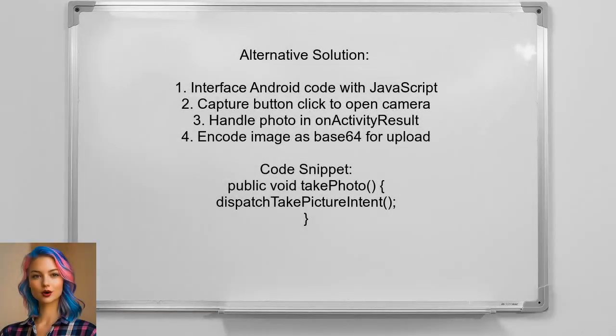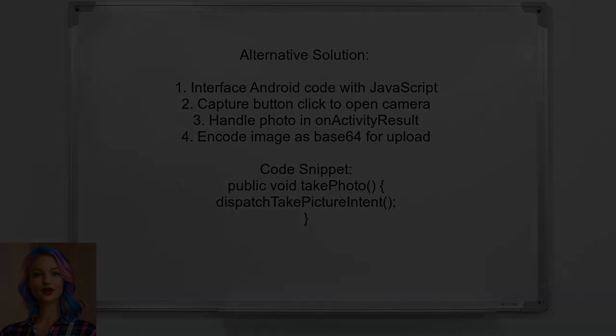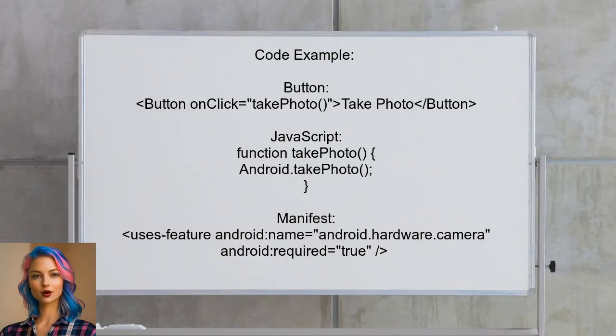An alternative approach involves interfacing Android native code with JavaScript. This allows you to capture a button click and send an intent to open the camera. After taking a photo, you can handle the image in the onActivityResult method, encoding it as a base 64 string for uploading. In the provided code, a button triggers the Take Photo function, which calls the Android method to open the camera. After capturing the image, it can be processed and sent to the web server.